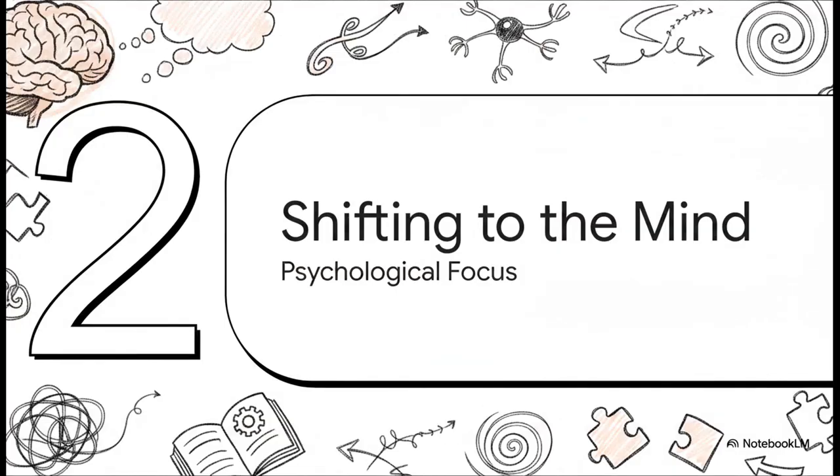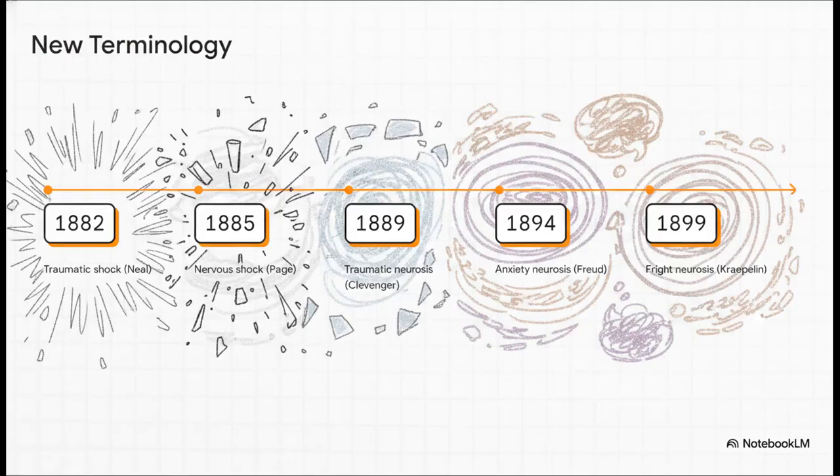Moving to Part 2, shifting to the mind. This is where the medical community frantically scrambled to define these conditions psychologically, realizing the problem wasn't exactly in the heart or somebody's moral fiber. Look at this timeline. In less than 2 decades, during the late 19th century, clinicians introduced an absolute explosion of new terminology. We've got Neil's traumatic shock in 1882, Page's nervous shock just a few years later, moving into traumatic neuroses by Clevenger in 1889. And by the end of the century, heavyweights like Freud and Kraepelin enter the chat with anxiety neuroses and fright neuroses. Medical thinking was decisively and finally shifting toward the mind.